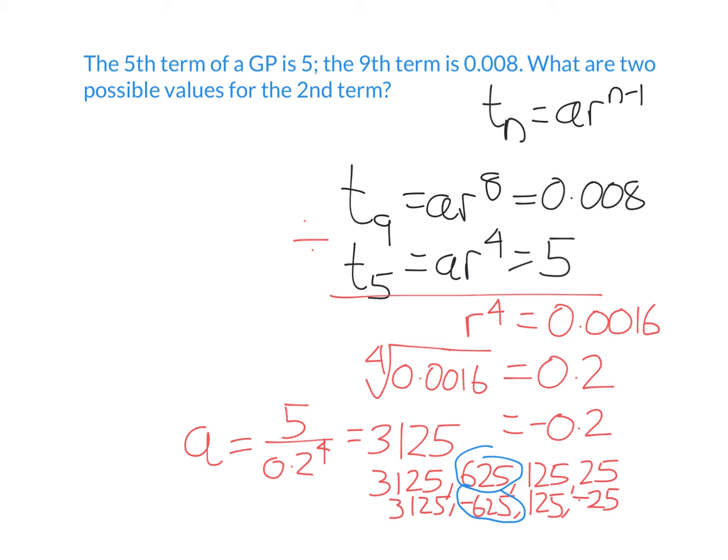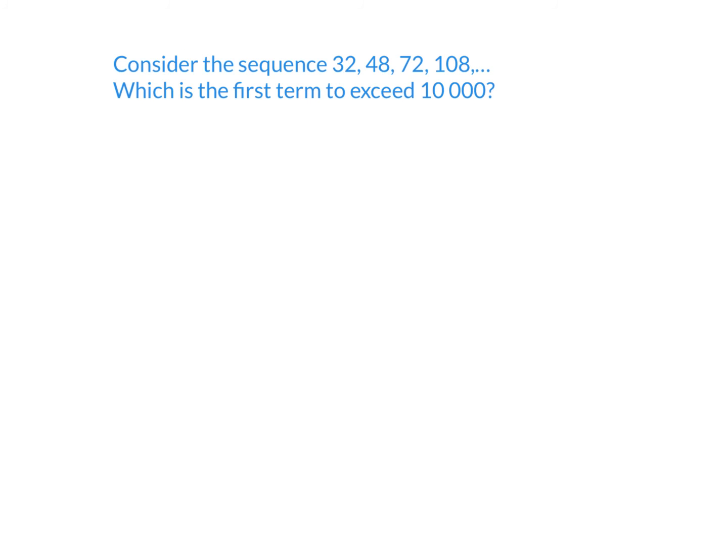All right, let's do one example now where we're finding n. So let's say we have this geometric sequence here and we want to know which is the first term to exceed 10,000. We're asking, is it the 20th term, the 30th term, whatever? We're actually asked to find n. So we're still going to use the same formula, but this time solving for n. Now, in this question, a is equal to 32. r is equal to 1.5. If you didn't know r, you just take any term and divide by the previous term. 48 over 32, 72 over 48, 108 over 72, all equal 1.5, the common ratio.